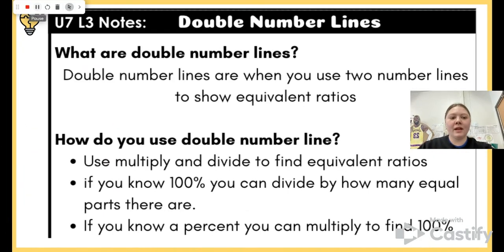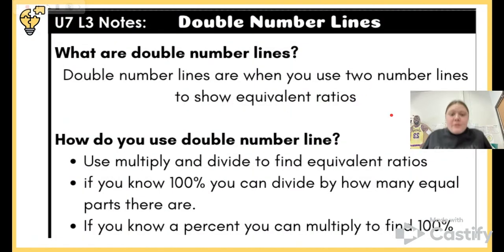Hello, we are in Unit 7, Lesson 3. So we're talking about double number lines. Double means two, so that means we're going to be using two number lines. So what are double number lines? Double number lines are when you use two number lines to show equivalent ratios.